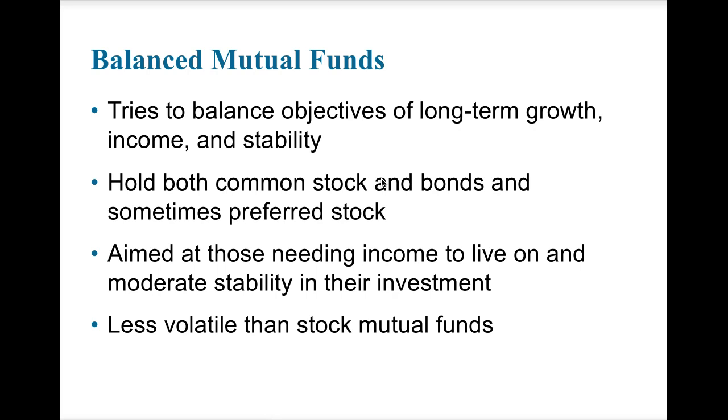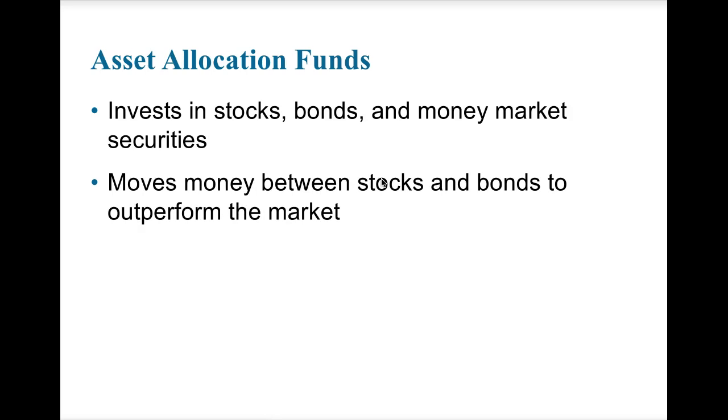And they can typically be less volatile than other mutual funds because they include a bigger range of investments within the fund. So asset allocation funds are similar to the balanced fund and invest in a mix of stocks and bonds and money market securities. And these funds are more balanced in the asset allocation of the funds. They move between stocks and bonds in an attempt to outperform the market.